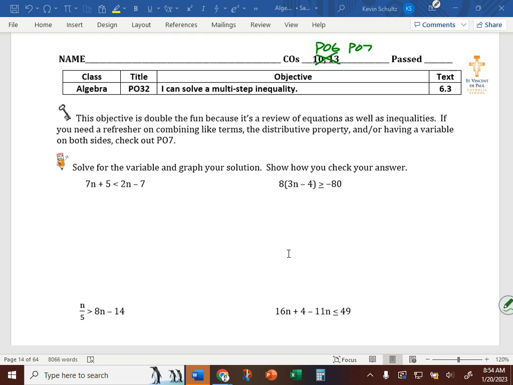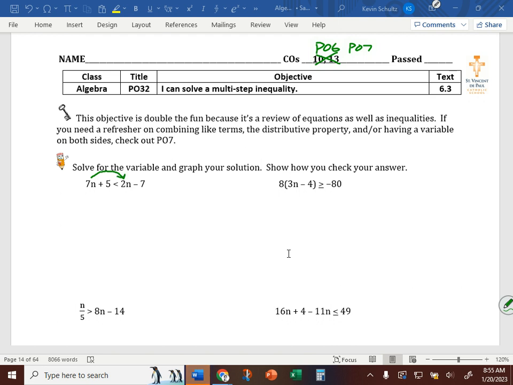7n plus 5 is less than 2n minus 7. Here we have variables on both sides. Who remembers what we do with variables on both sides? Katie. You need to move one of them to the other side. Yes, does it matter which side you go to? No. But with inequalities, watch what happens, or just think about what will happen if we move our 7n over to the right side.